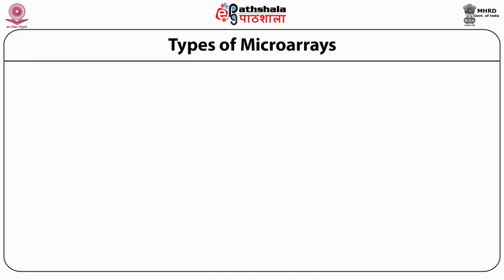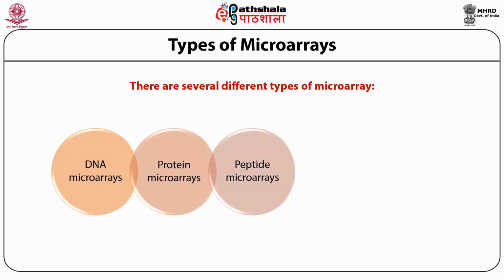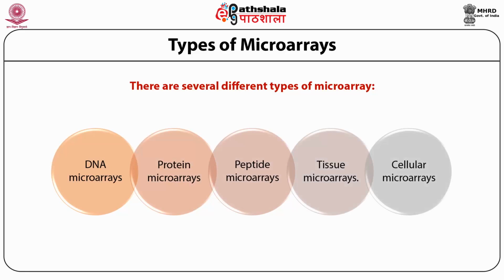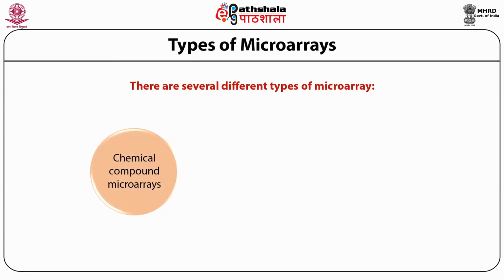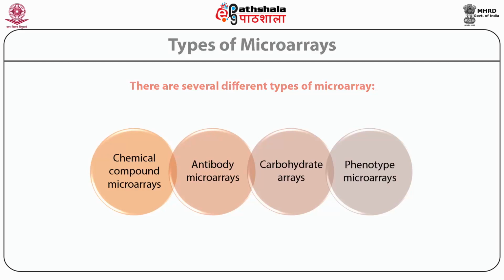Types of microarrays. There are several different types of microarrays like DNA microarrays, protein microarrays, peptide microarrays, tissue microarrays, cellular microarrays, chemical compound microarrays, antibody microarrays, carbohydrate microarrays, and phenotype microarrays. Now, in Module 1, we have already discussed DNA microarrays. So, in this module, we will be talking about the rest of the different types of microarrays.